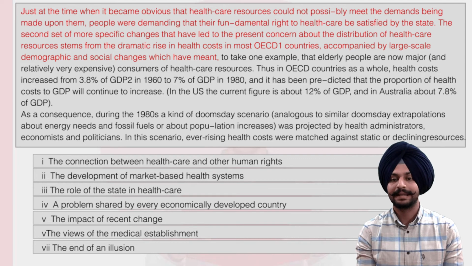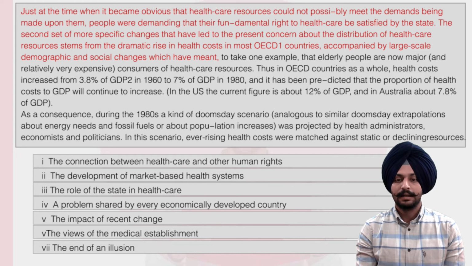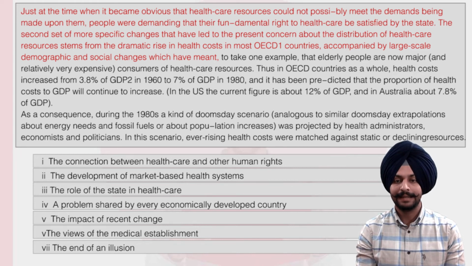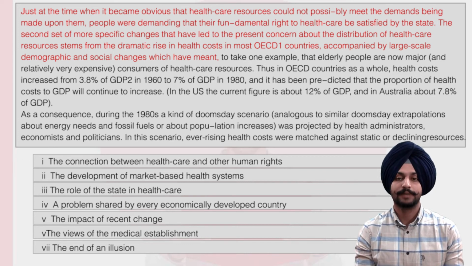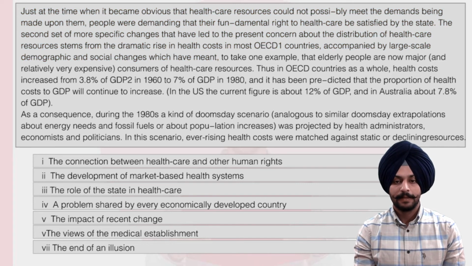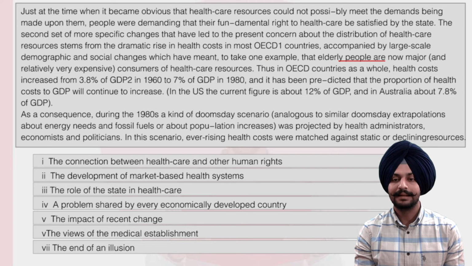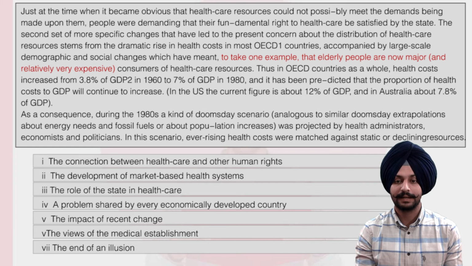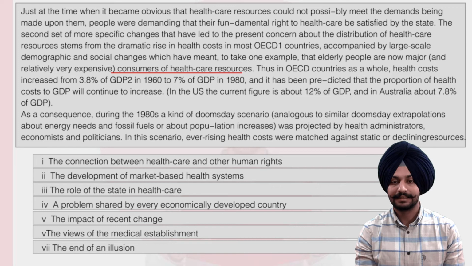So there was a dramatic rise in the health cost in most OECD countries, which was accompanied by large scale demographic and social changes. To take one example, elderly people are now major and relatively very expensive consumers of healthcare resources. So here they are taking an example and talking about elderly people, that they are very expensive on the health systems.